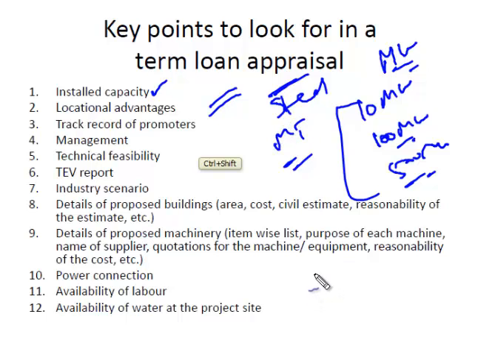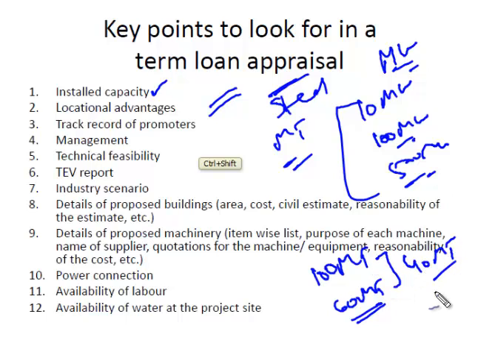So a company could have an installed capacity of 100 tons, but actually it could be producing only 60 tons, right? It's not using the entire available capacity. This could be due to various reasons, such as there is no demand. There is no demand if you produce this entire output of 100 tons. There is no market for it. So therefore you're only producing 60 tons, right? So 40 tons is not being used.